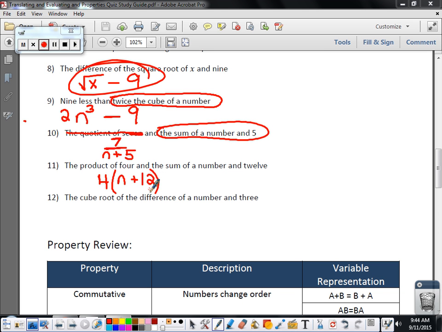You have to make sure that you have parentheses. If you only had a dot, it would not be right, because then you would be taking 4 and multiplying it by n. That's not what it says to do. It says to take 4 and multiply it by the sum.